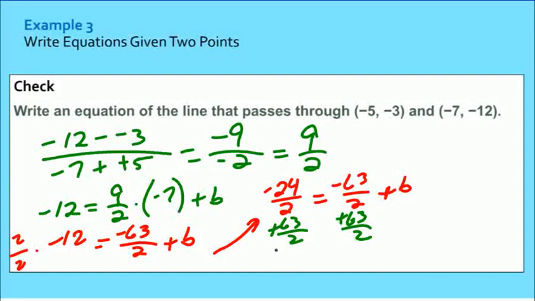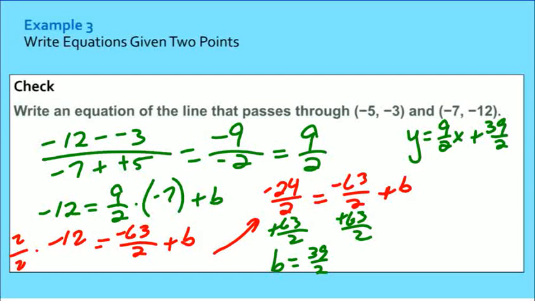And I'm left with b equaling 63 minus 24, which gives us 39 halves. So my equation would be y equals 9 halves x plus 39 halves. Now, if you were to put that as decimals, you would have y equals 4.5x plus 39 halves would be 19.5. Either way, you would have the same answer.